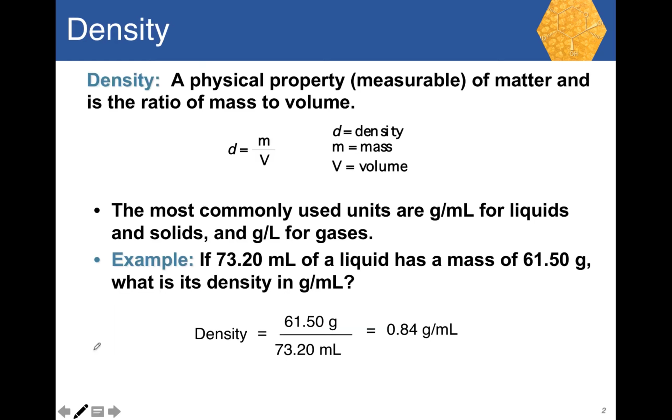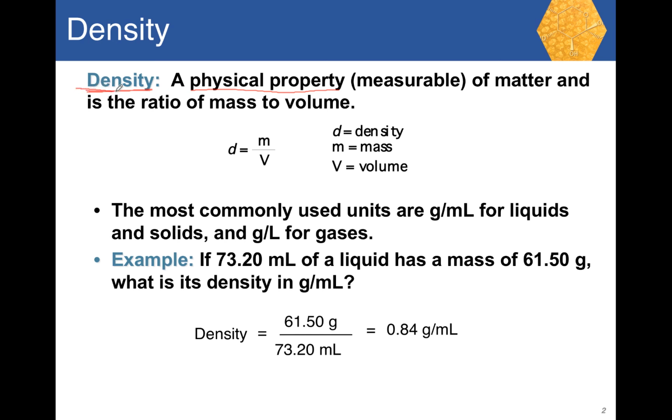So what we'll do today is we'll look at another property that's called density. This property is a physical property. Remember that physical properties are properties that are measurable and observable. Observable, such as water is colorless, that's a physical property. Water has a boiling point of 100 degrees C, that's measurable. So that's a measurable physical property.